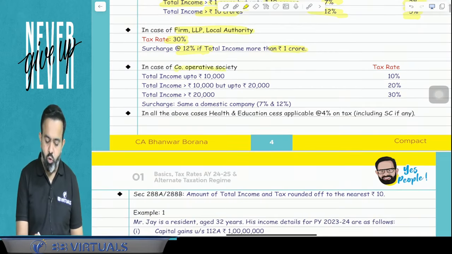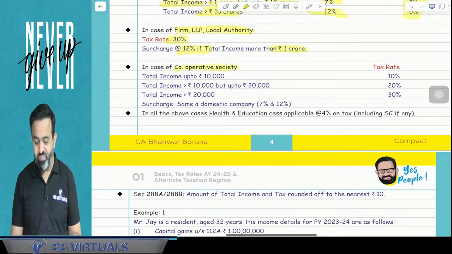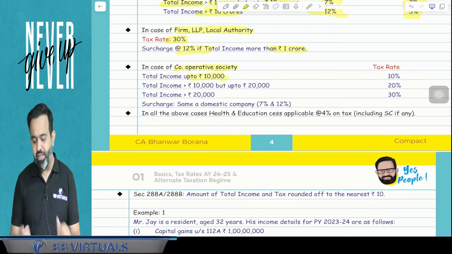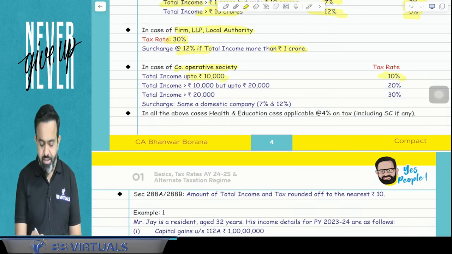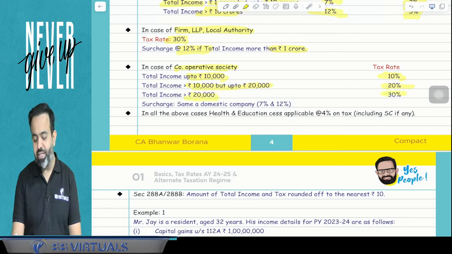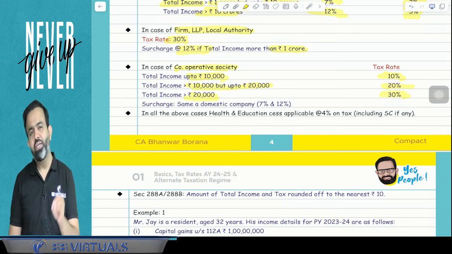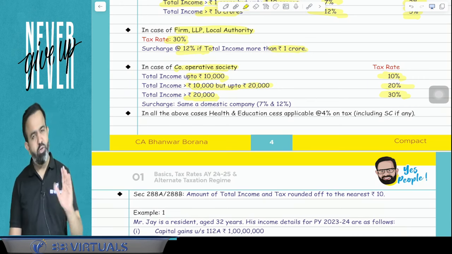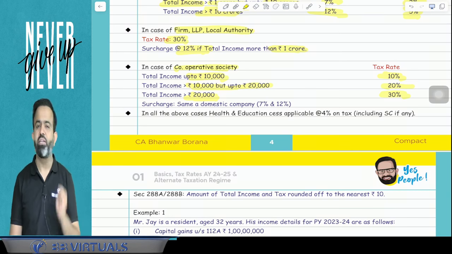Now guys, in case of the cooperative society, there is a slab rate. If your total income is up to 10,000, then your tax rate is 10%. More than 10,000, up to 20,000, then 20% tax rate. More than 20,000, then tax rate is 30%. Surcharge is applicable like a domestic company: if your total income is more than 1 crore up to 10 crore, then 7%, more than 10 crore, then 12%.